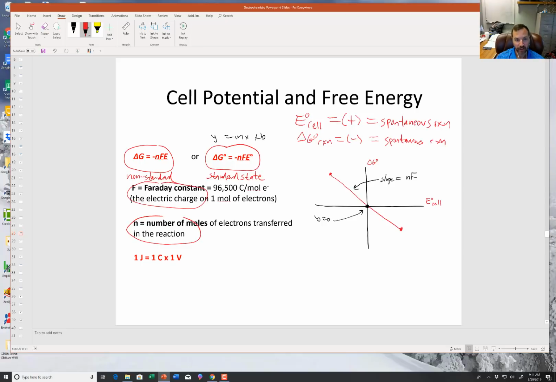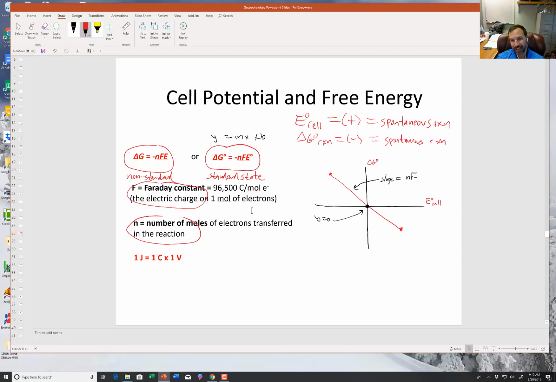So hopefully you appreciate that when we report these constants in these types of equations, they are coming from the slope of this relationship. And so if we take the negative of the slope, since this is a negative slope, it would give us a positive Faraday's constant. So this ends up being 96,500 coulombs per mole of electrons. This is the electric charge that we would observe for 1 mole of electrons.